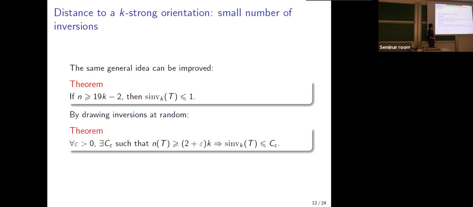Okay, and the proof is basically by drawing the inversions at random, and you will obtain a tournament which is not far from being a random tournament. Not really, but not too far.